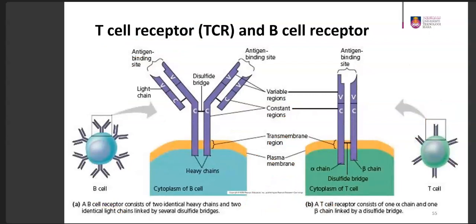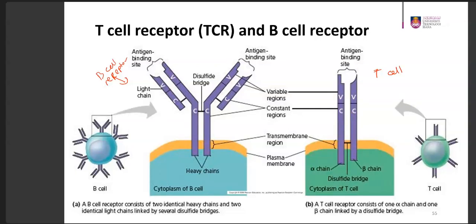Okay, so this is the structure of the B cell receptor and also the T cell receptor. So the Y shape is the B cell receptor. But the T cell receptor is straight, like this. So we look at the B cell receptor first.